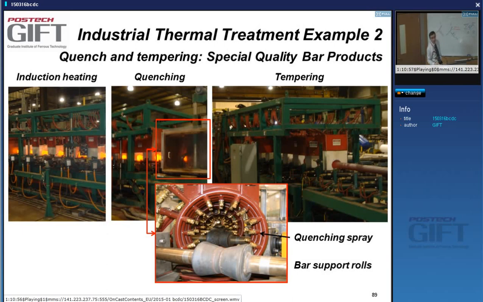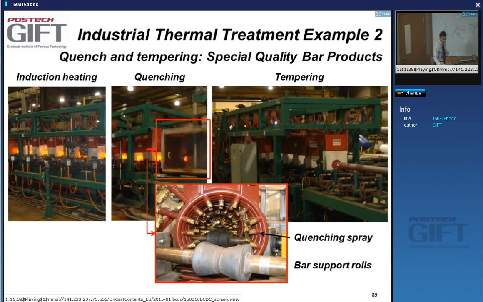You can see the bar is at very high temperature. Then we pass it through this box here. In the interior of this box, you see quenching sprays, and they quench the bar to room temperature. Then the bar passes through a second set of induction heaters. Now you don't see the bar being bright yellow, because the tempering temperature is typically, depending on the application, maybe 300-400 degrees C.